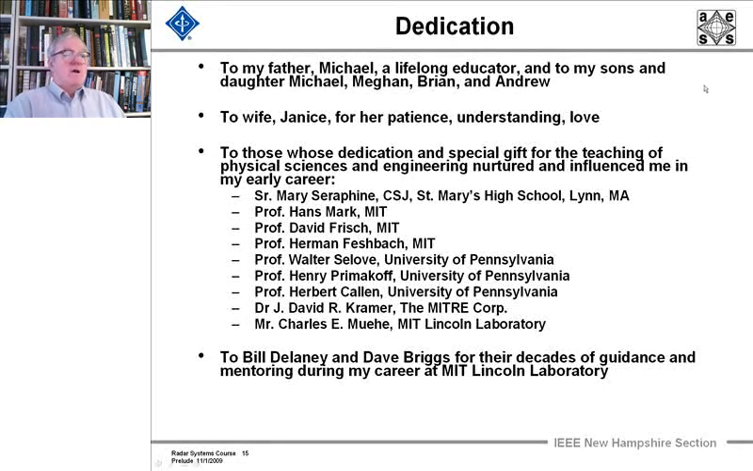Second to last view graph. I'd first like to dedicate this to my dad, who is an educator, a lifelong educator. I guess I've got something in my genes. My mother was a teacher, and there are teachers, aunts and uncles all over the place.